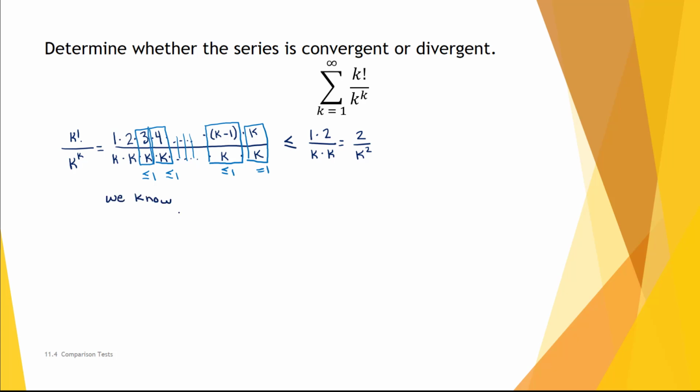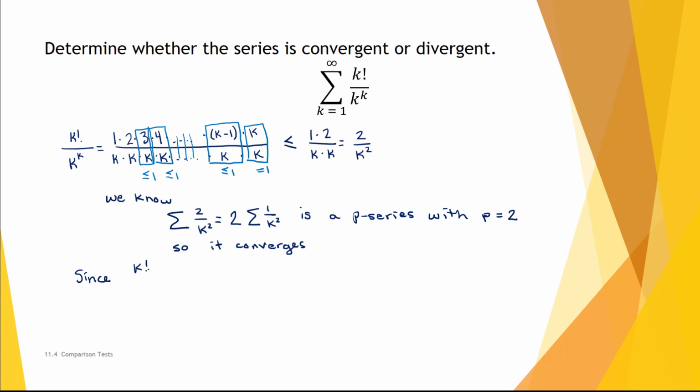We know that the series 2 divided by k squared is a constant multiple of the series 1 divided by k squared, and we recognize this as a p-series. This p-series has p equal to 2, and so it converges. Since we've shown that k factorial divided by k to the k is less than or equal to 2 divided by k squared, by the comparison test, the series of k factorial divided by k to the k also converges.